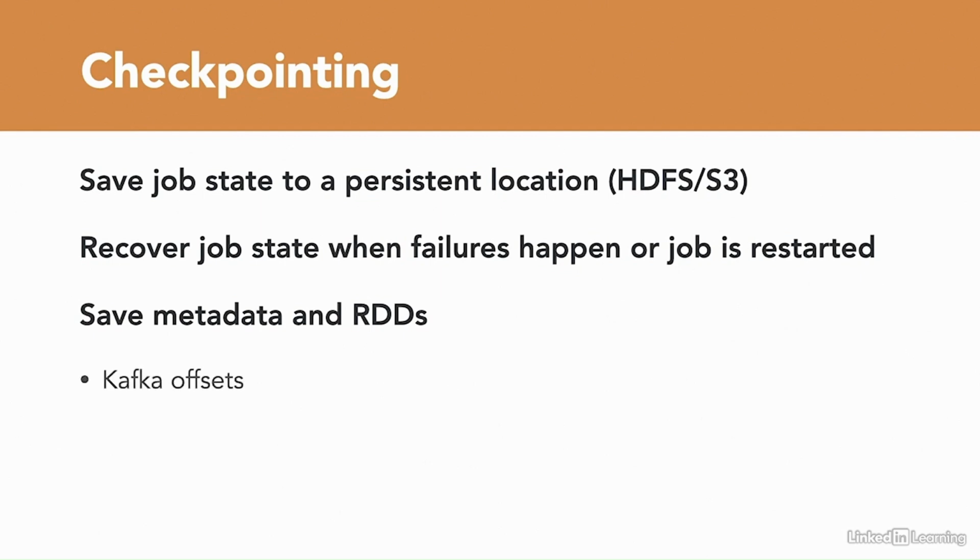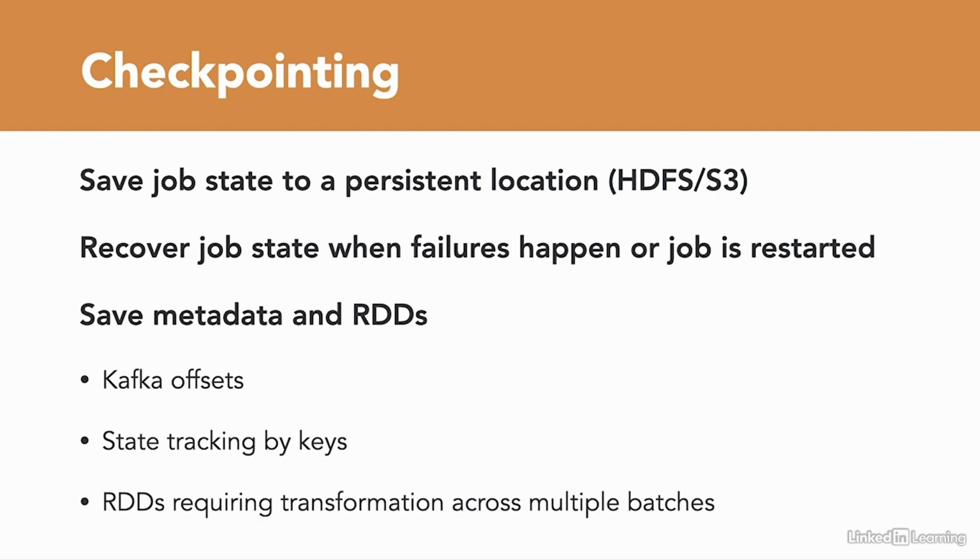This includes Kafka offsets, so processing can resume from the last processed record. Also, if the state is tracked by keys, then that information can also be checkpointed. Finally, if there are RDDs that require operations like windowing across multiple batches, they will also be stored in the checkpointing process. Watermarks is another important feature of Apache Spark that is useful for event time operations.